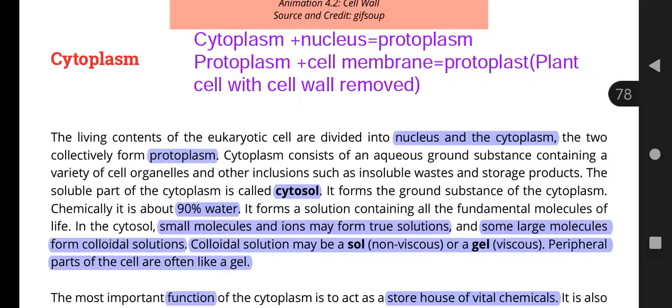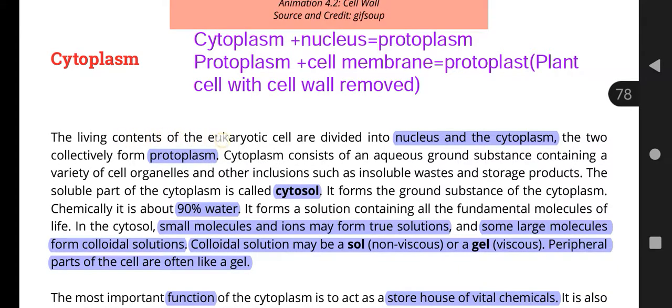So peripheral parts are normally gel. And what is the function? Actually, it provides the site of the different functions, and it provides the site of several types of vital chemicals, and it stores a lot of things. So let's start with the reading of cytoplasm.